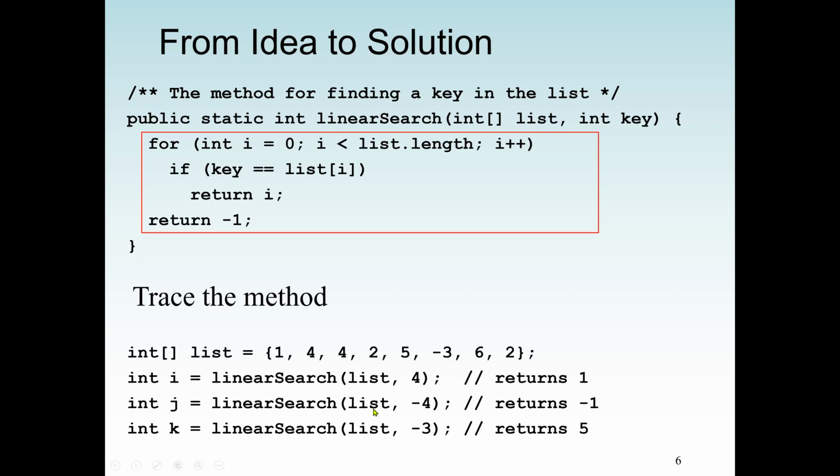The next one, we have list, -4. There is no -4 in the items. So it will return -1. Next, we have list, -3. For -3, we have 0, 1, 2, 3, 4, 5. So -3 will return 5.